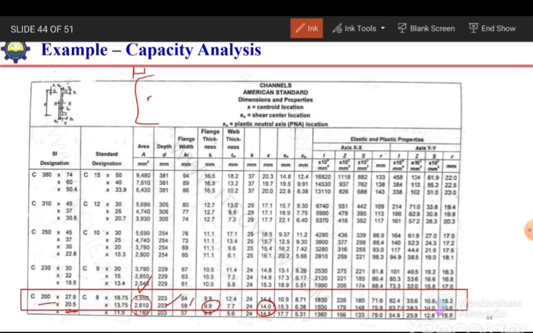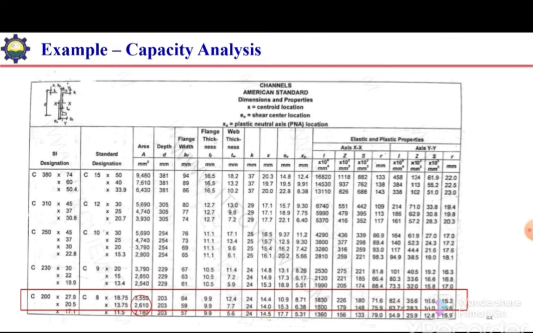and we also need this second moment of area along x-axis and second moment of area along y-axis. So we need this information, so we can copy this information over here.